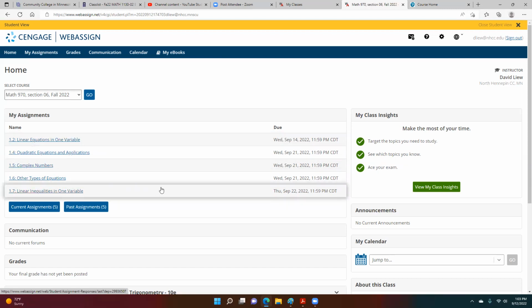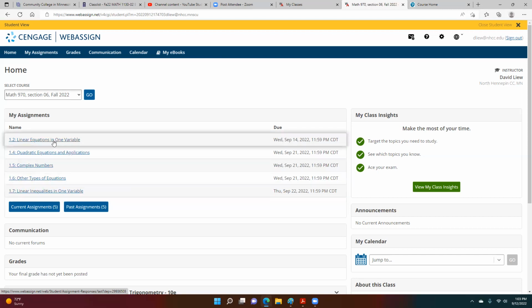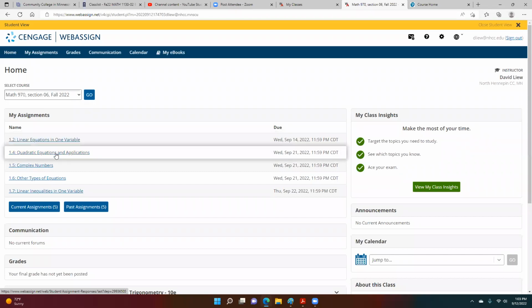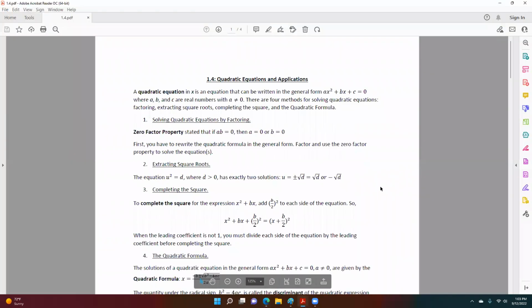On Thursday, we talked about linear equations in one variable, how we solve linear equations. Today we will talk about quadratic equations. That is the main part of today's class.